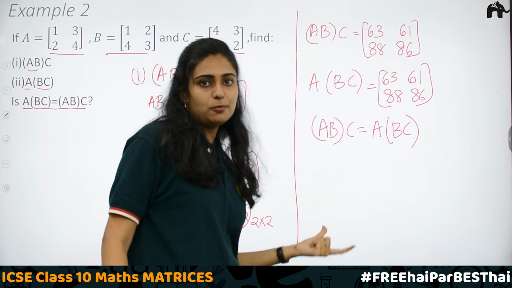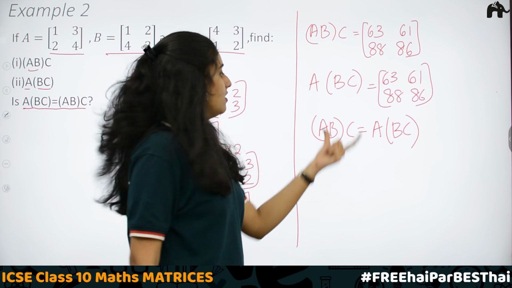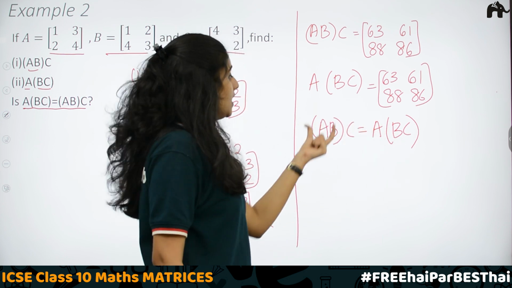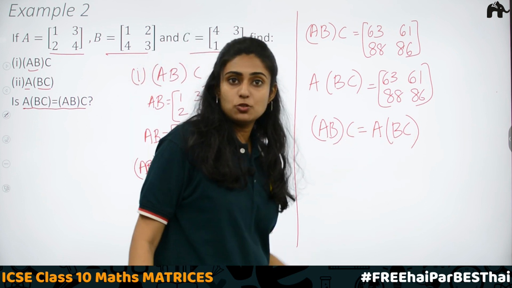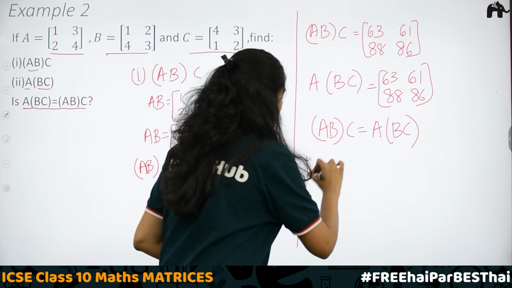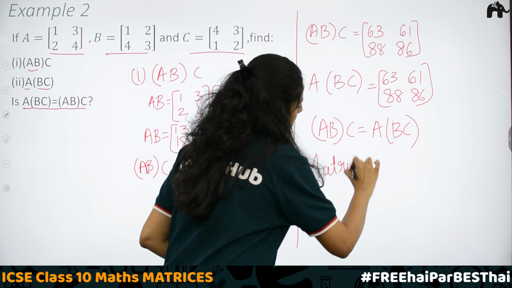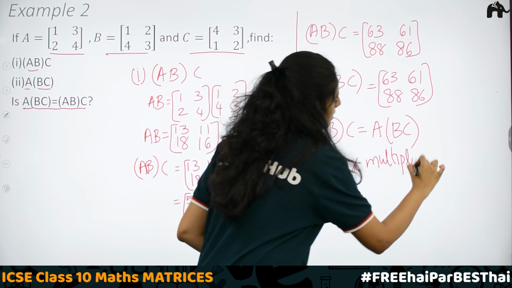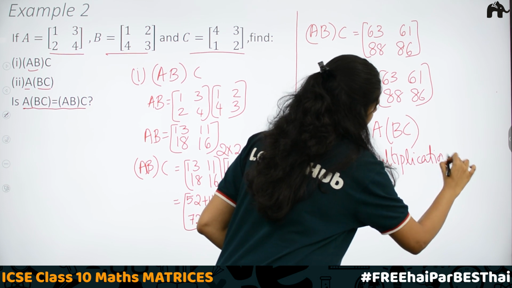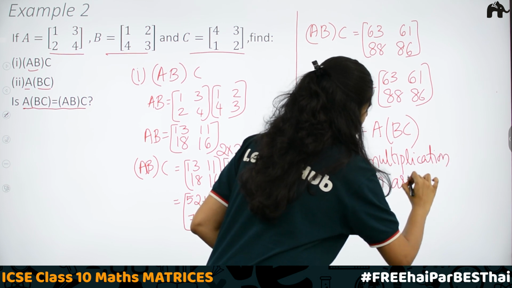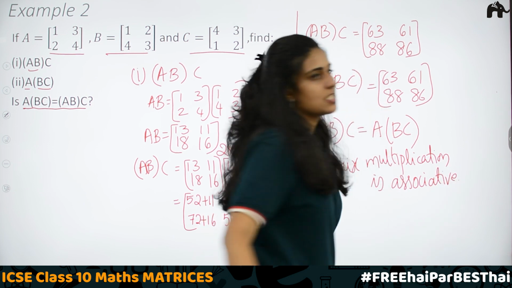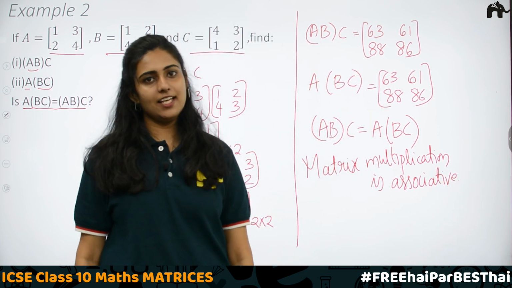You know how to perform multiplication? Yes? You can check this. You will get it clear that AB into C is equal to A into BC, which means matrix multiplication is associative. Matrix multiplication is associative. Clear?